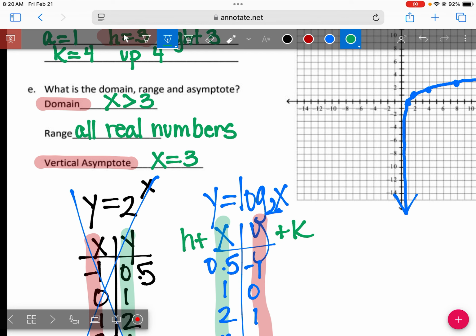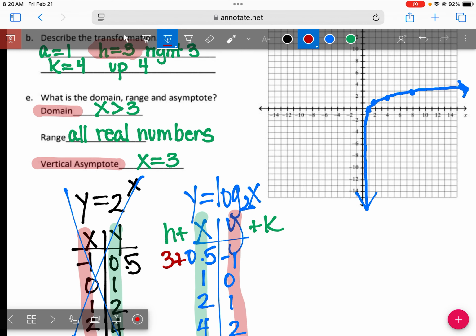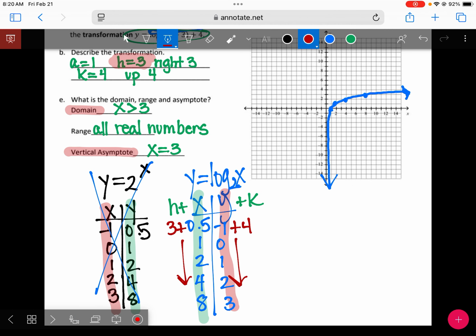So you're going to add the 3 to all of these numbers and add 4 to all of these numbers. So let's go ahead and do that, and then we'll graph our transformation. So pick up your calculator, add 3 to all your X values, add 4 to all your Y values.